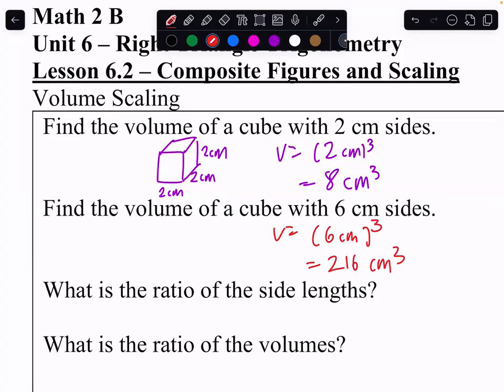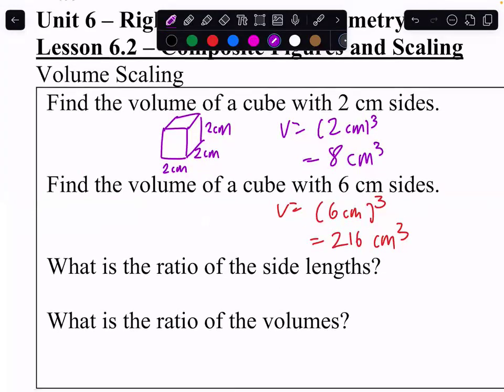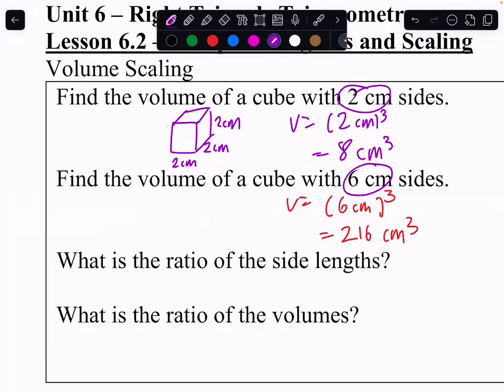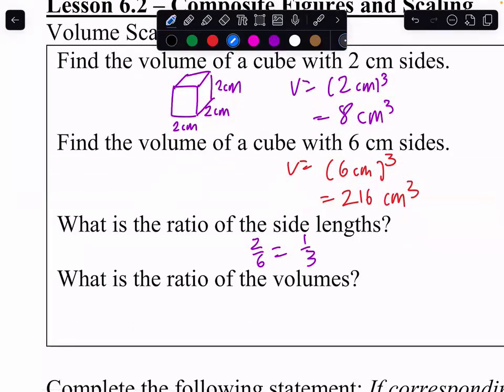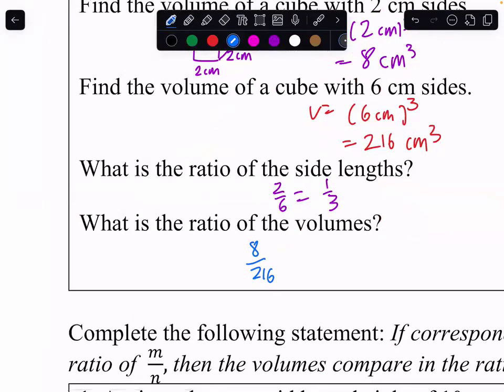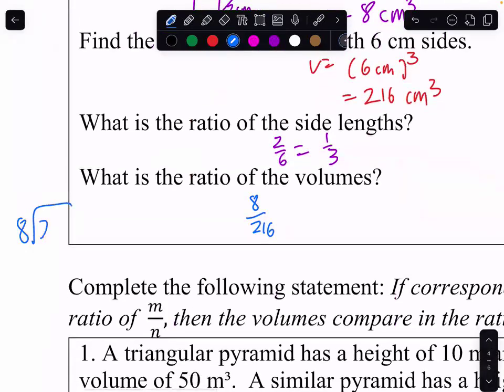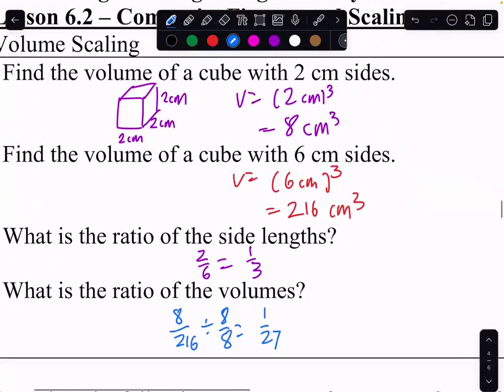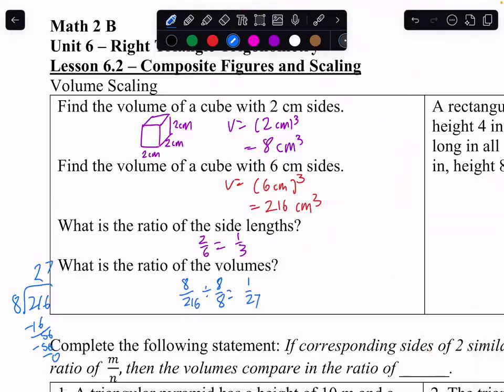Okay, ratio of the side lengths, that would be 2 to 6, which you can reduce just like a fraction. Okay, then the ratio of the volumes. Okay, this one might be a little harder to figure out what to reduce by. Okay, so the ratio of the volumes turns out to be 1/27.